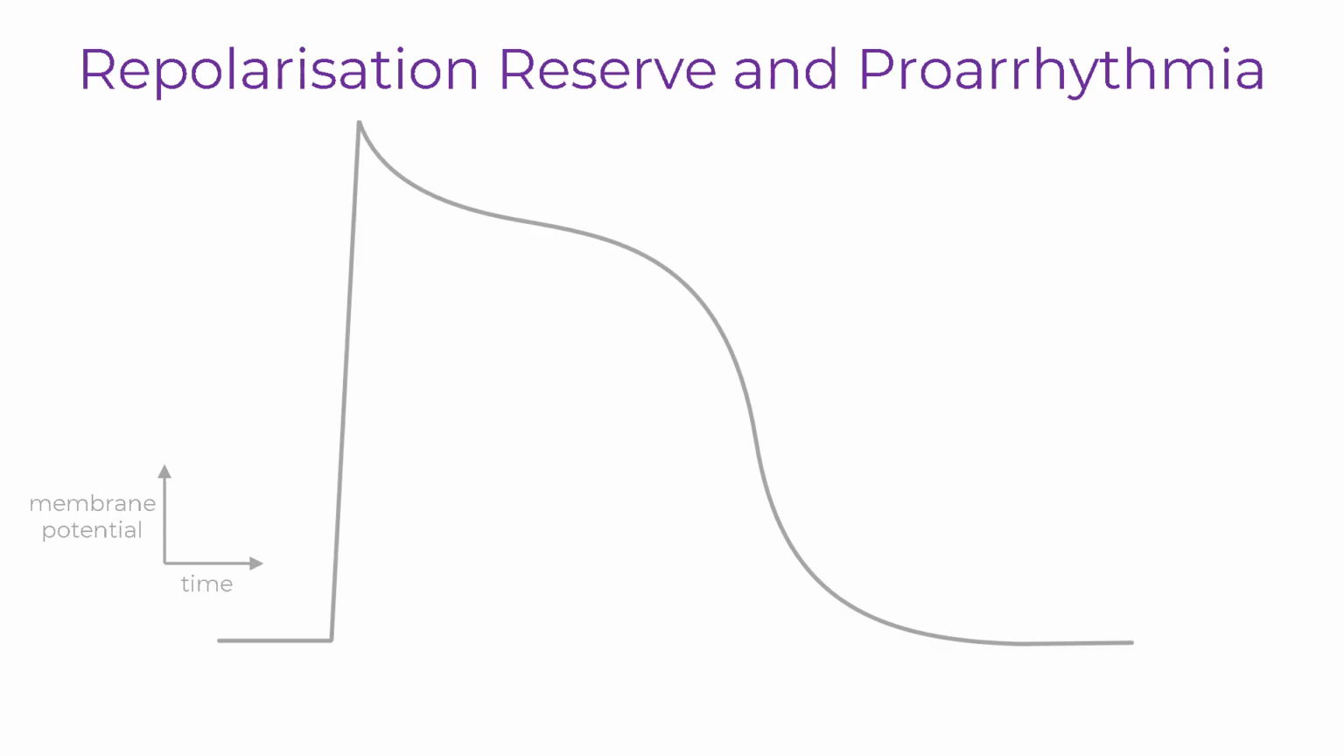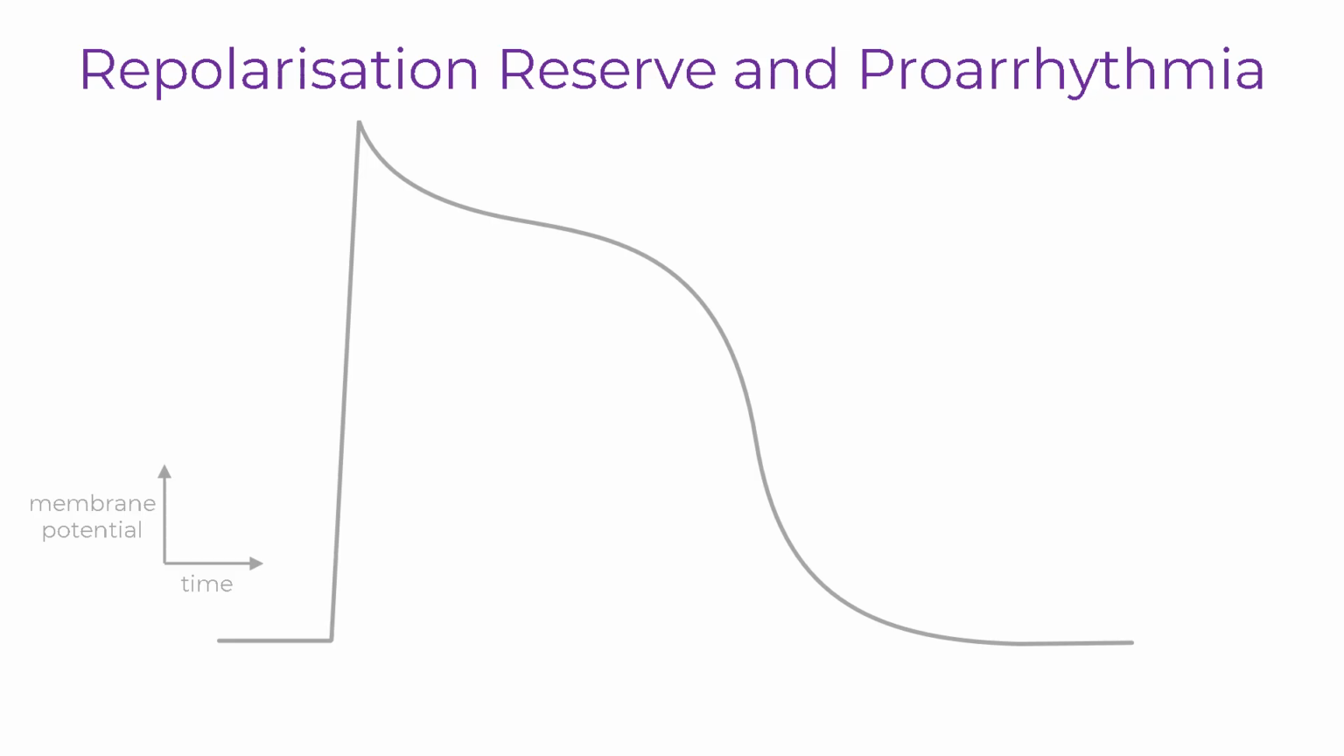Class 3 antiarrhythmic drugs all act by delaying repolarization, but their clinical effects and risks differ markedly. To understand why, we need to look at how repolarization is shared between multiple potassium currents and how drugs interact with that system.